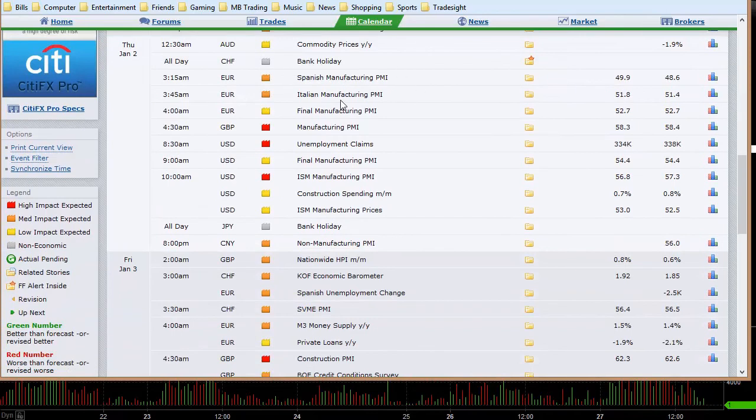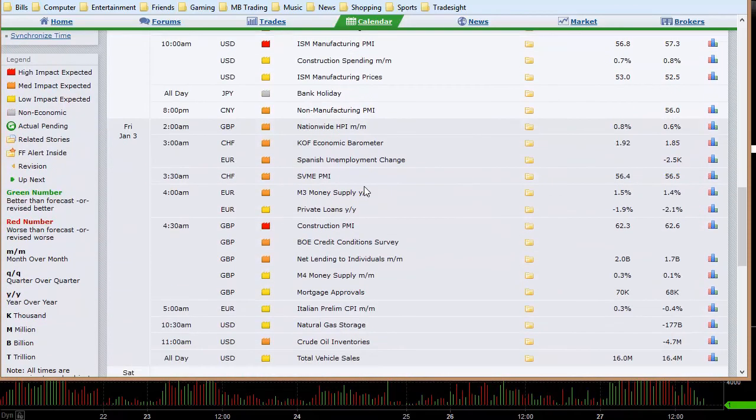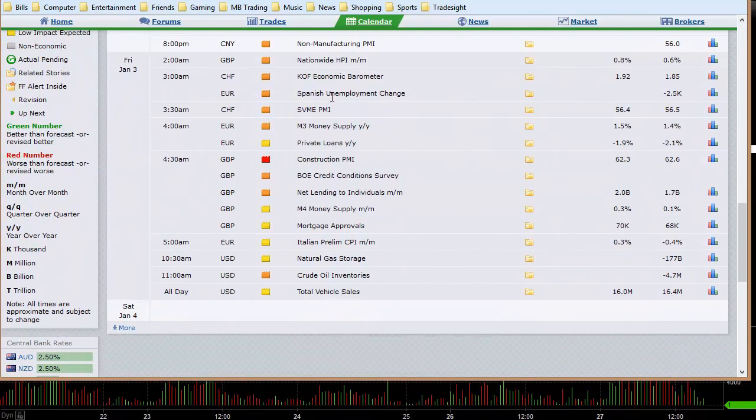We've got all the European manufacturing PMI data, the same out of the UK. Our unemployment claims out of the US, along with our manufacturing PMI data. Construction spending, ISM manufacturing prices. Again, Japan's still on bank holiday and going into Friday. Spanish employment change, SVME PMI out of Switzerland, money supply out of Europe, construction PMI, money supply, mortgage approvals out of the UK, Italian preliminary CPI, and then our natty gas and crude oil inventories and total vehicle sales out of the US.